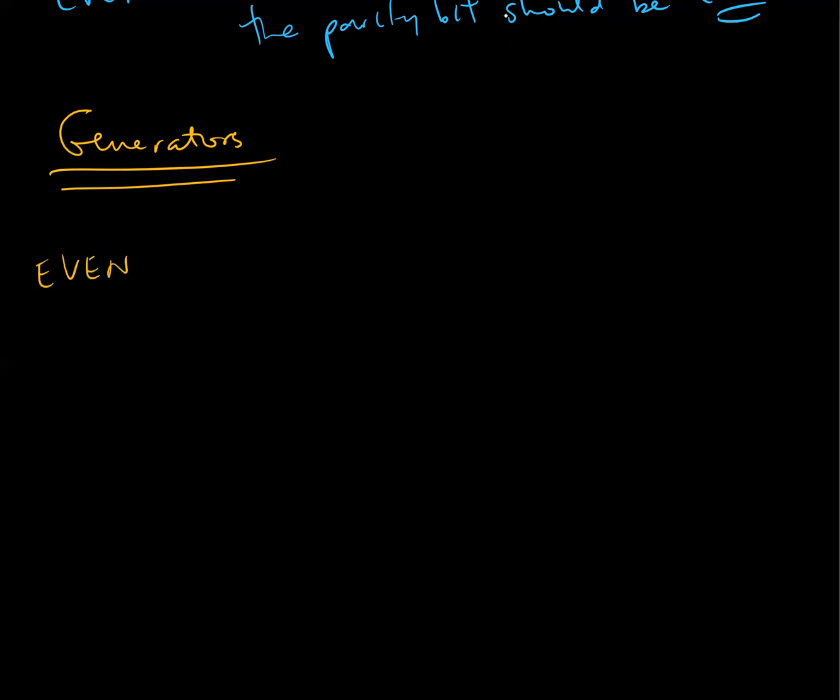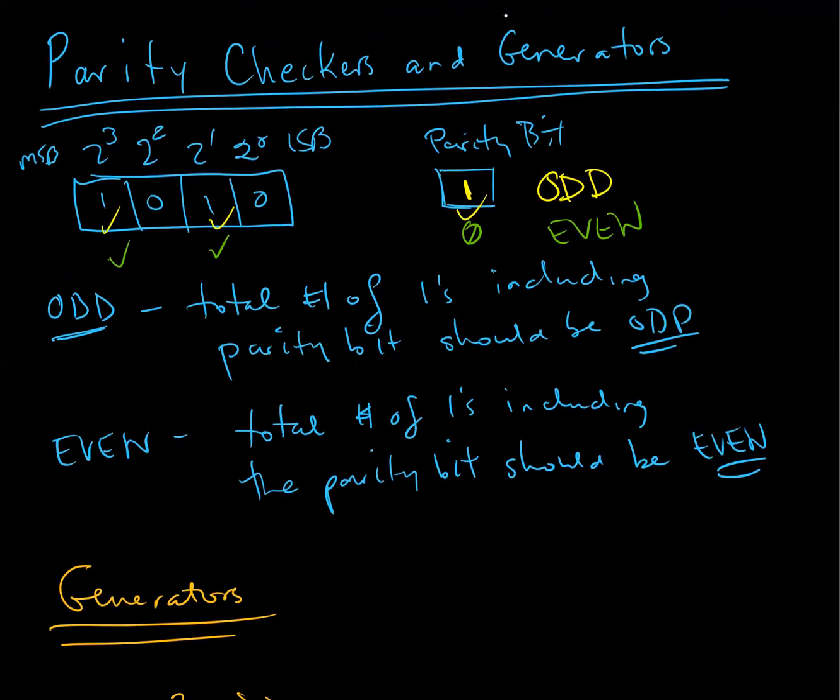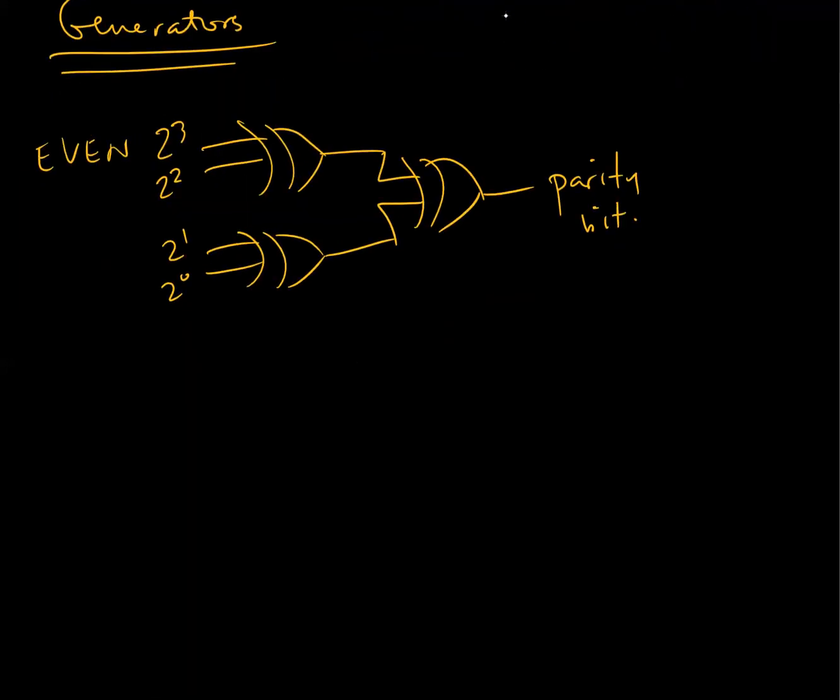So the even parity generator is making use of the XOR gate's ability to check if bits are the same or not. So I'm going to send all the bits of my data word through the generator, and it's going to generate as an output the parity bit. Okay, so for the example above here, it was 1010. So I'm sending in 1010, and it's going to generate the parity bit.